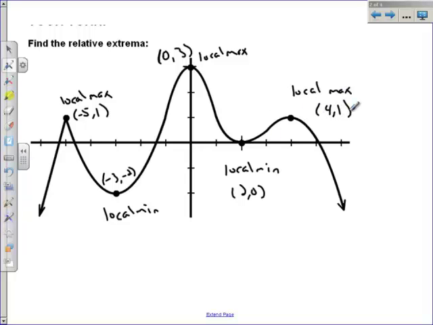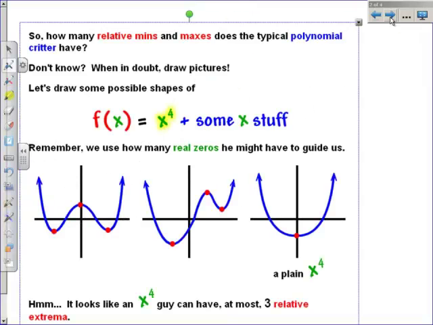So hopefully that's fairly easy. Extrema means maxes or mins, or does the graph turn somewhere. I just did something with my hand, and you didn't even see it. It's like radio. Alrighty.